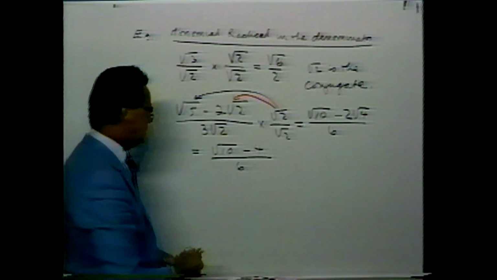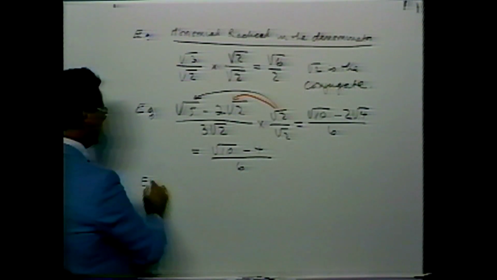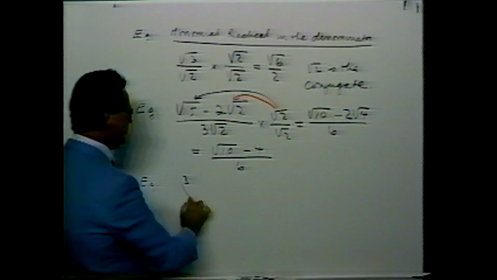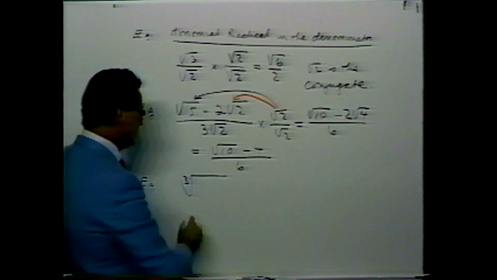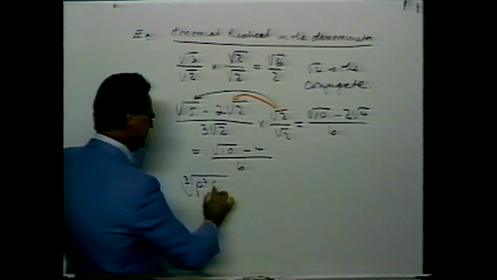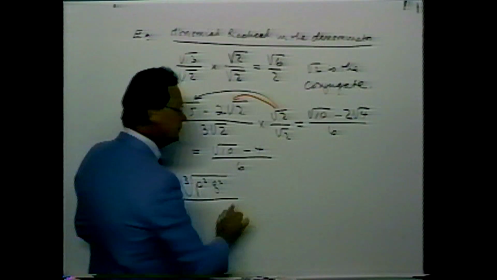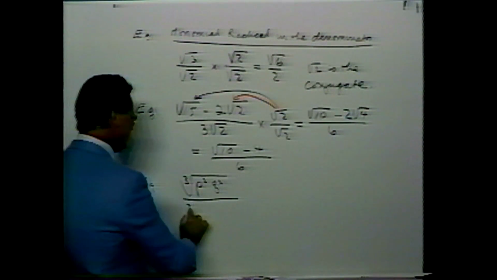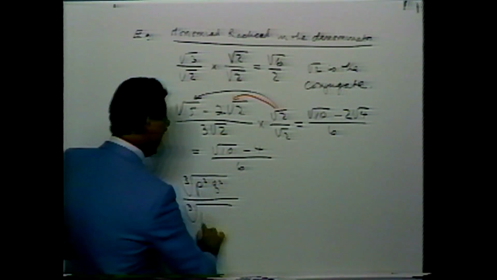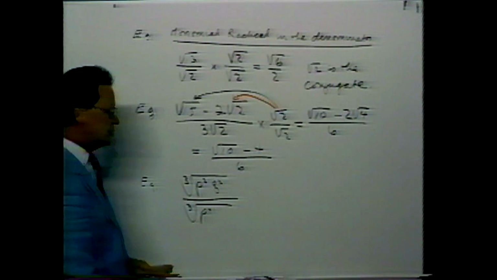Here's another example. I will use a different index. The cube root of p squared q squared divided by the cube root of p to the 4th q squared.